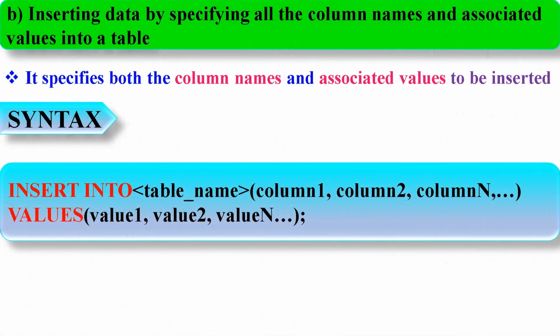The second form specifies both the column names and associated values to be inserted. The syntax is insert into table_name (column1, column2, column_n, and so on) values (value1, value2, value_n, and so on); Here column1, column2, column_n are the names of the columns in the table for which you want to insert data.